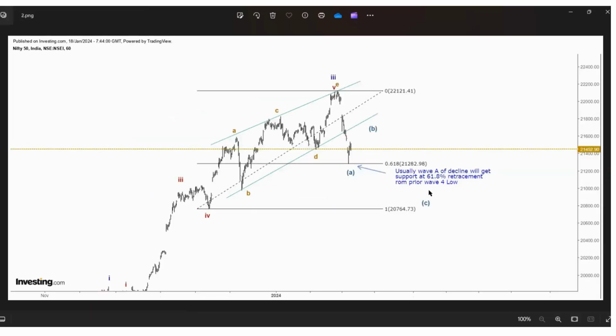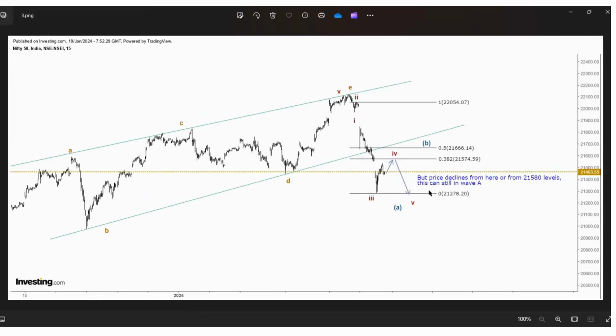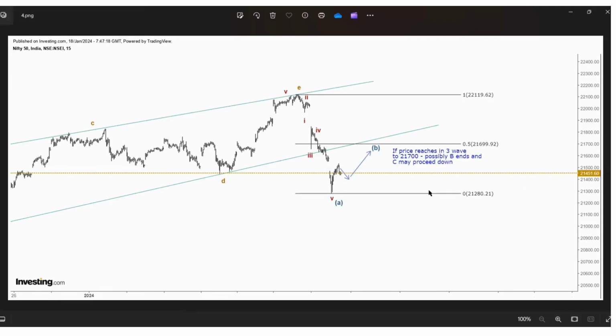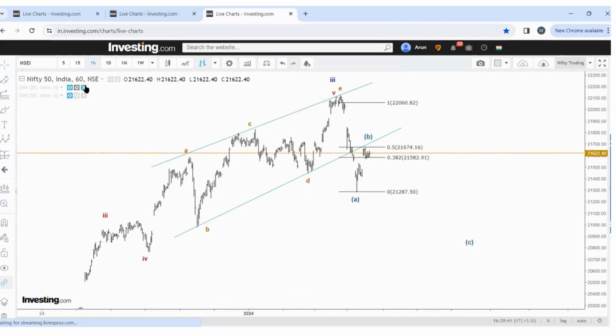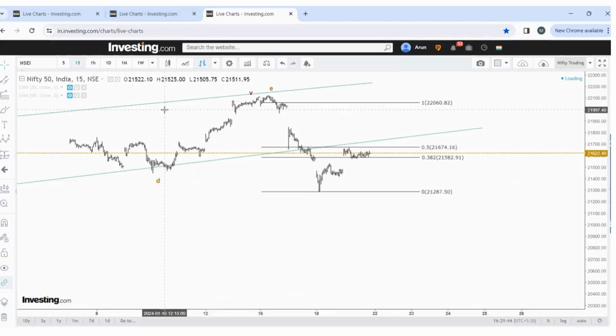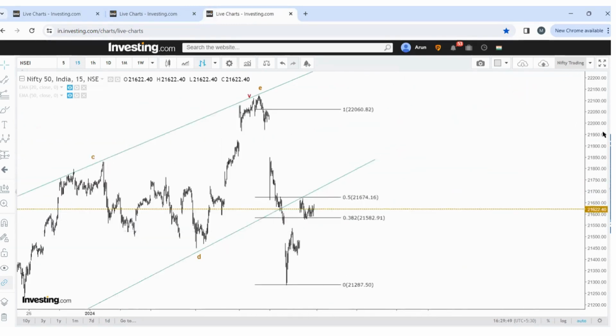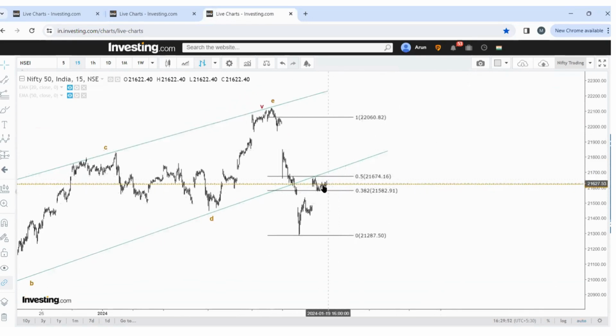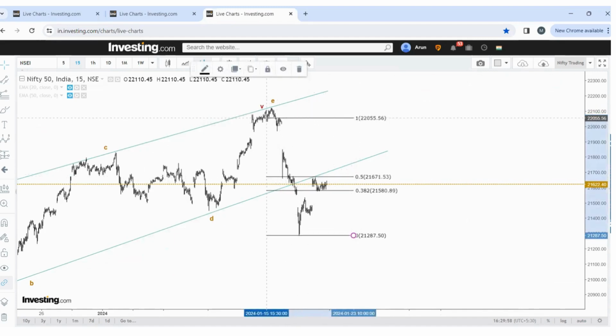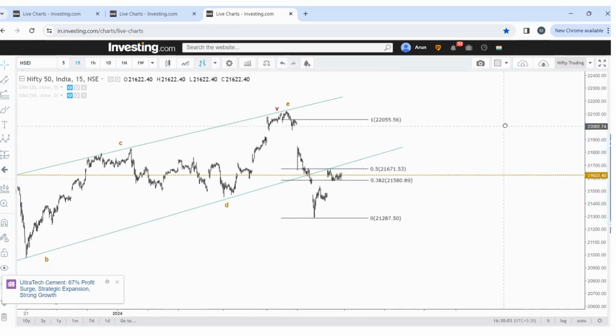This is the wave A decline area, and within wave A, if it is 3, what is the possibility? And if it is 5, what is the possibility? Okay, now I am showing the current chart. What time frame is it? 15 minutes. I change it to 15 minutes. So the price stops exactly at 21,670 today, I think. So again, are we completing only the 4th wave, or is this the B wave? We need to see.